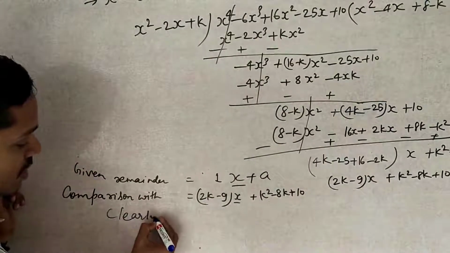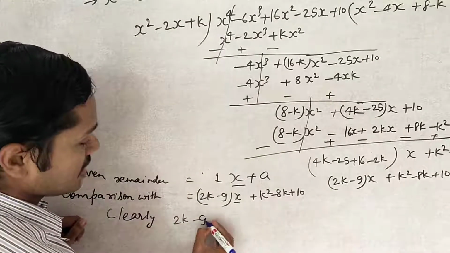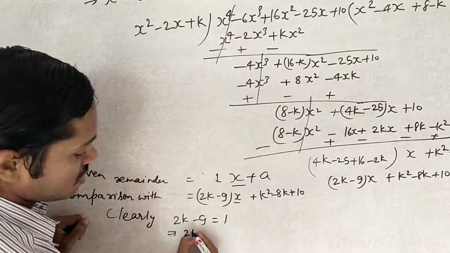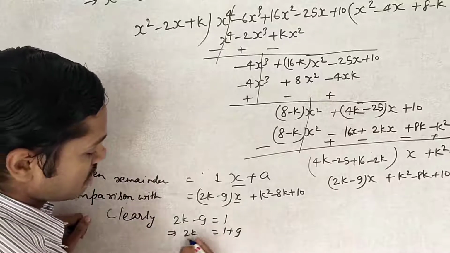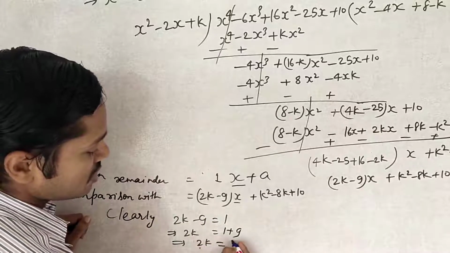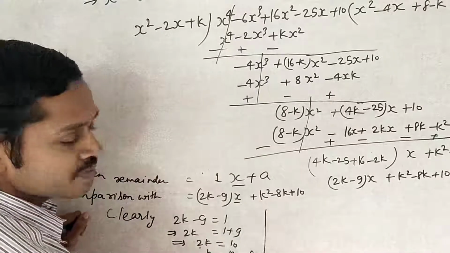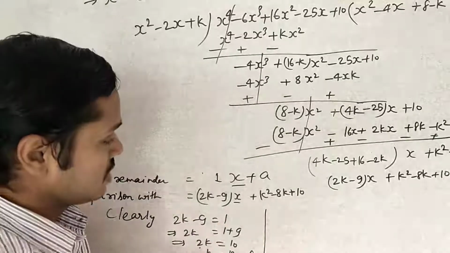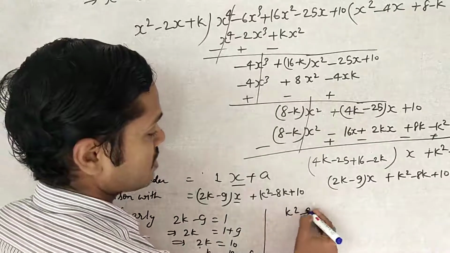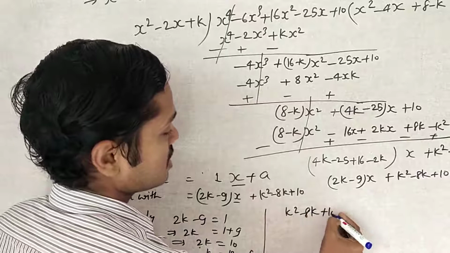Clearly, 2k minus 9 is equal to 1. Now look, 2k is equal to 1 plus 9. How much? 2k is equal to 10. k is equal to 10 by 2, which is 5. Okay? No doubt, very easy. Now look at k² minus 8k plus 10 is equal to a.